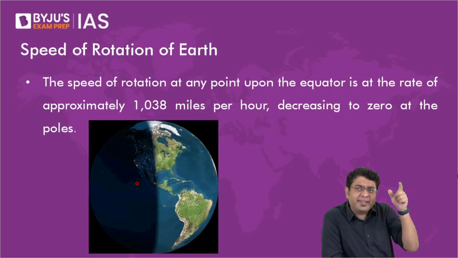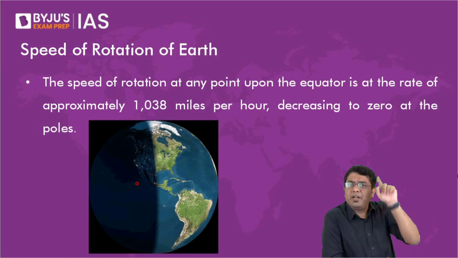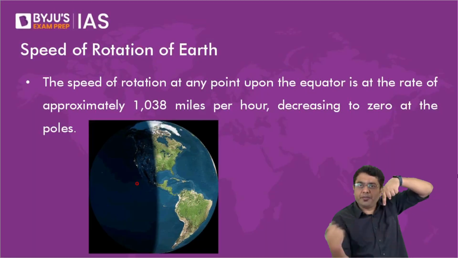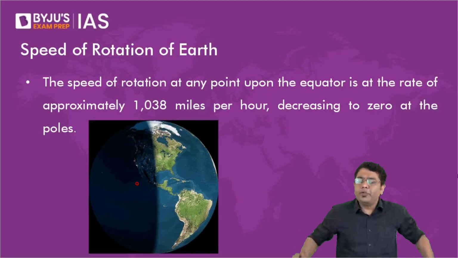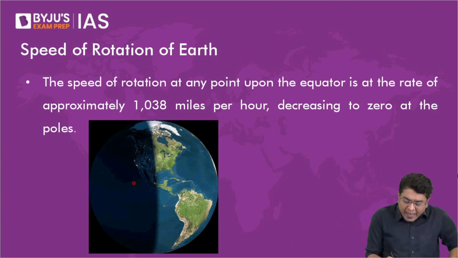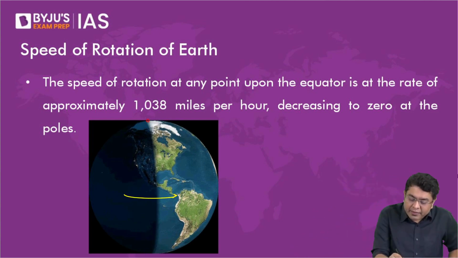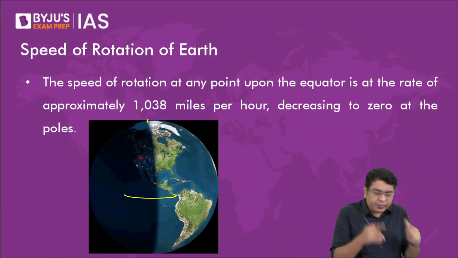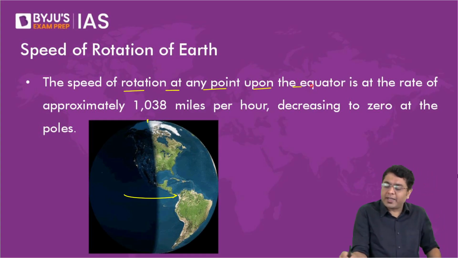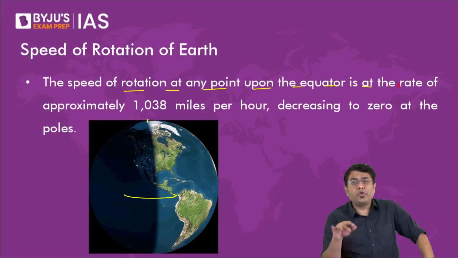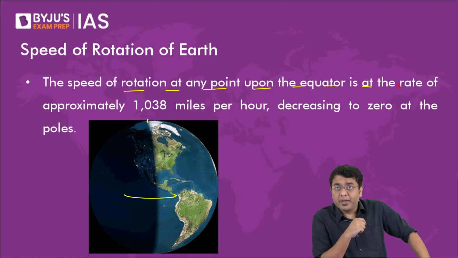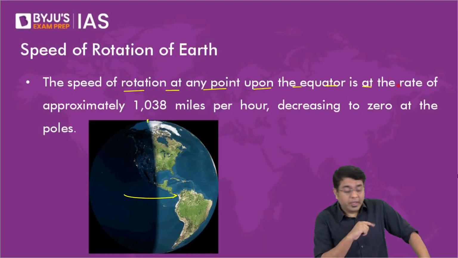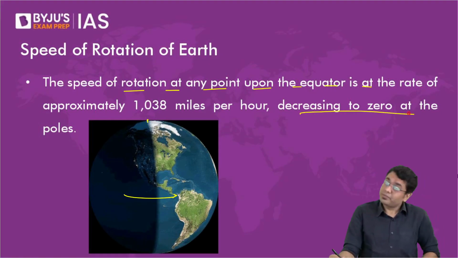Anyways, the circle size keeps on reducing. The distance traveled keeps on reducing. When you come exactly at the pole, as the sphere is rotating, the person at the pole is not moving at all. If, let's say, this planet is rotating continuously, an individual standing here is not moving anywhere. So that is why the speed of rotation at any point at the equator is close to around 1600 kilometers per hour. And as you move towards the poles, the speed begins to reduce. So hence, it decreases to 0.